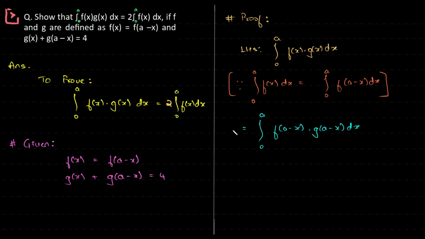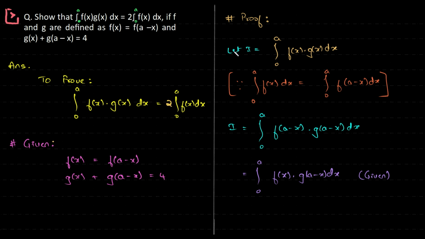Now let I be equal to this. We're going to call this I, and this too is I, remember. Now we know that f of a minus x is equal to f of x, that's given. So let's change this expression to f of x into g of a minus x dx. You can look up the given to understand why this happened.